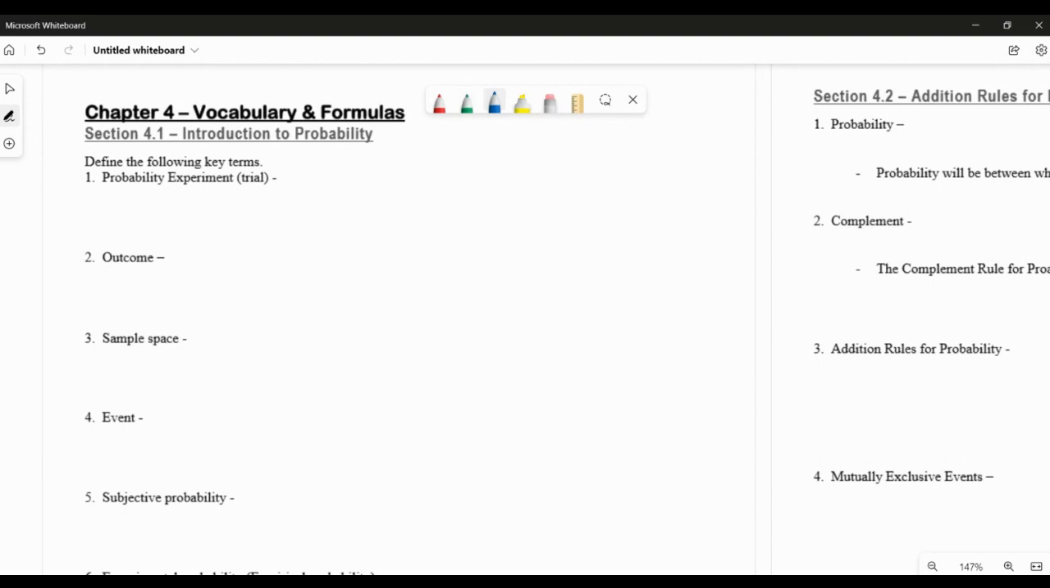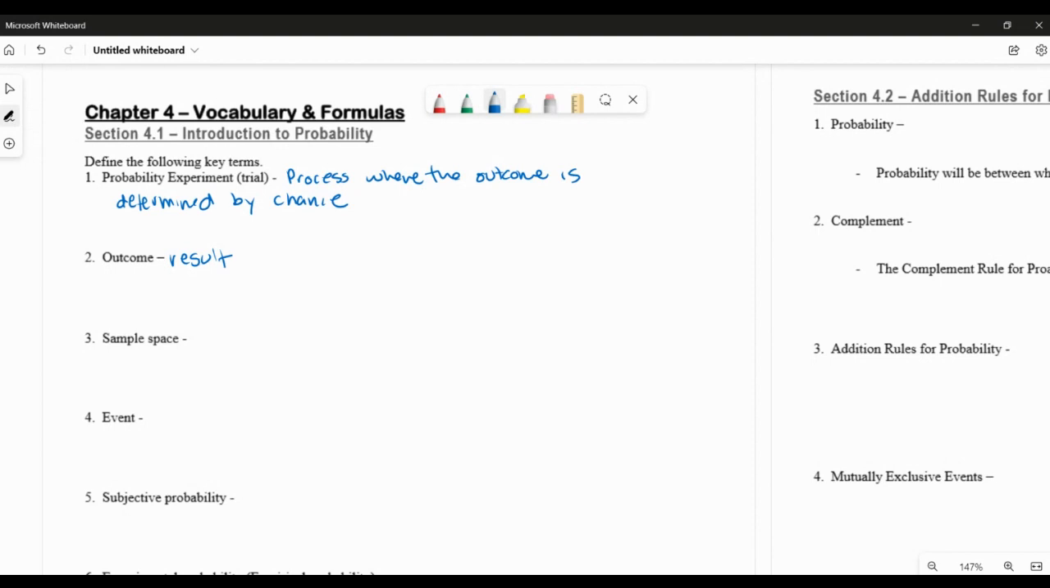All right, first one we see is a probability experiment, or this thing called a trial. Okay, and this is a process where the outcome is determined by chance. All right, an outcome is basically a result. All right, an individual result of an experiment.